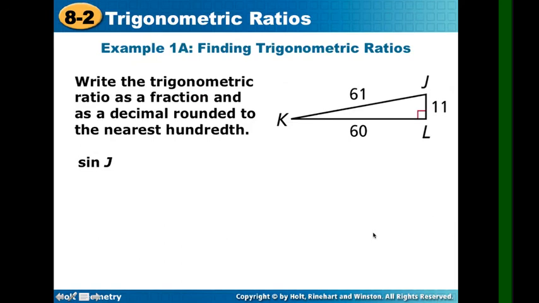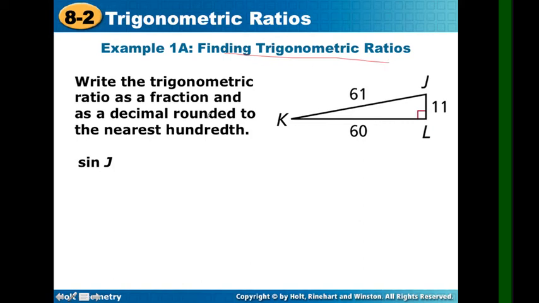Now, example. Okay. Let's find first the following, no? Let's find the trigonometric ratio muna. So, we will not going to solve. We're just going to find the trigonometric ratios of the following. So, for one, write the trigonometric ratio as a fraction and as a decimal rounded to the nearest hundredth.